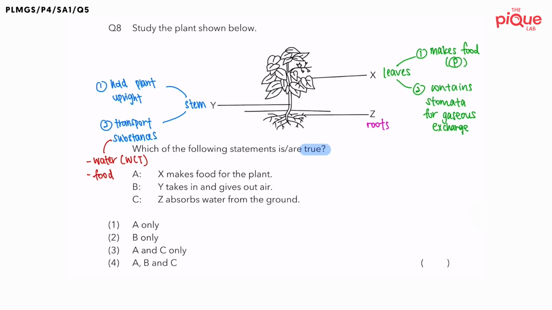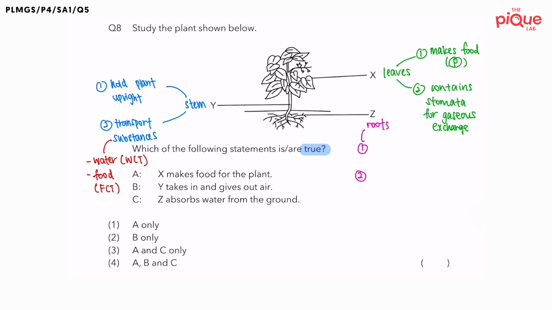So where did the food come from? The food comes from the leaves, but how does the stem transport the food made by the leaves? The stem needs to have the food-carrying tubes to transport the food made by the leaves to the other parts of the plant. Now that we are done with the function of the stem, let's move on to the function of the roots. So again, there are also two functions of the roots.